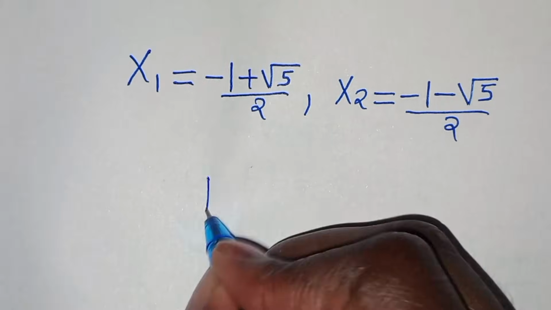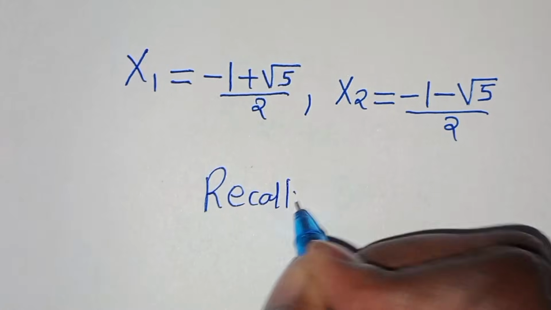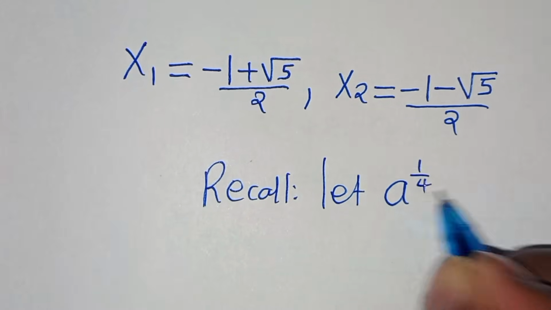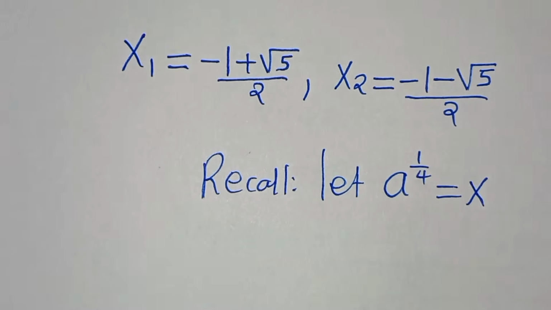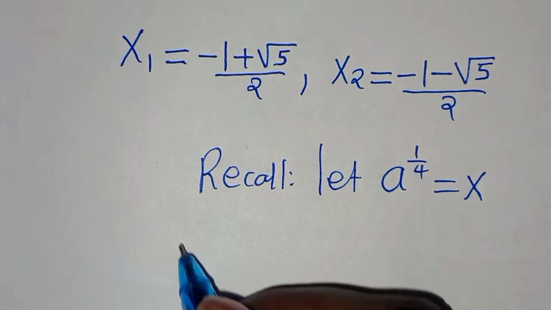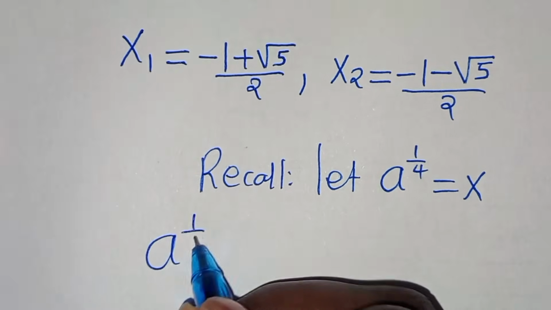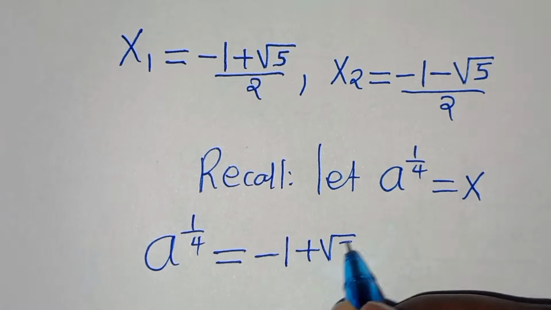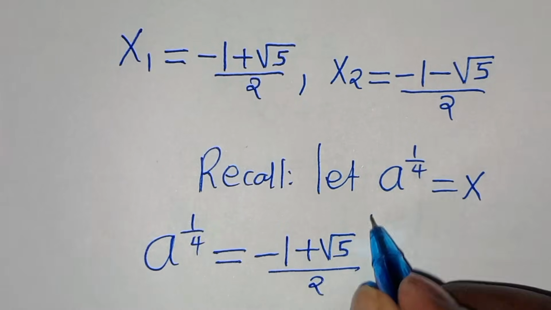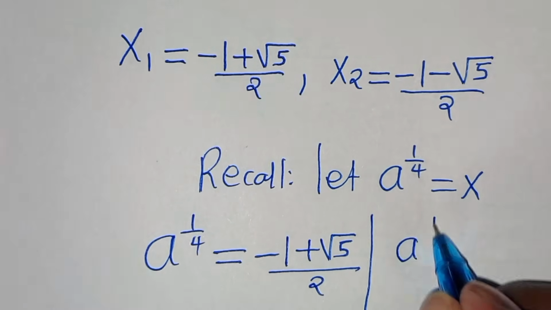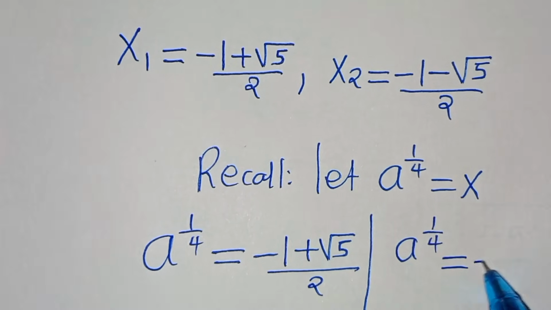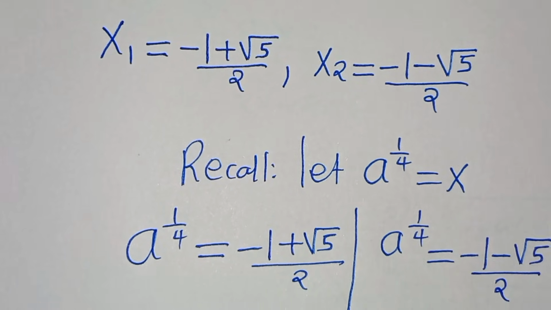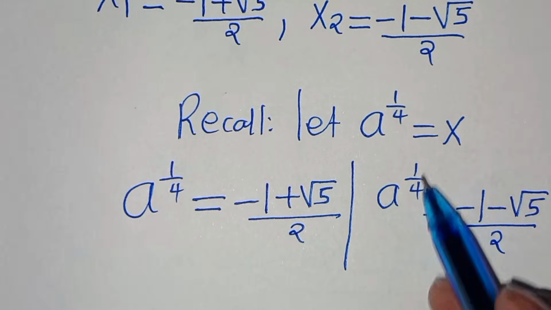Now, if you recall, we have seen that we let a to the power of 1 over 4 be equal to x. So this means that here we have a to the power of 1 over 4 equal to minus 1 plus square root of 5 divided by 2. And then we have a to the power of 1 over 4 equal to minus 1 minus square root of 5 divided by 2.